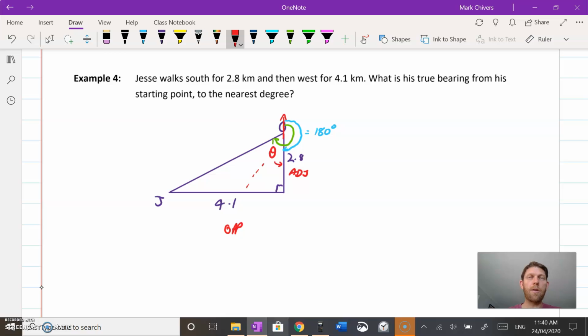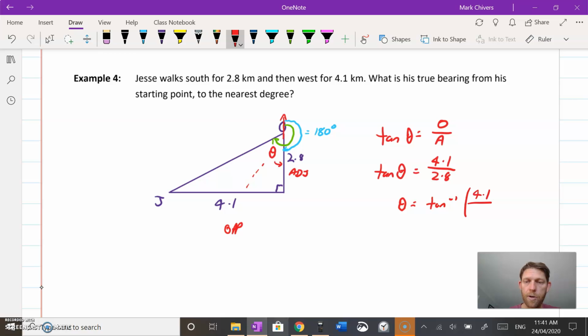So I would use SOHCAHTOA, the TOA part: tan is the opposite over the adjacent. I'll just write that down. So tan theta equals the opposite over adjacent. Then we start filling in the things we know. What we don't know is the angle, so we'll leave that as it is, but we do know the opposite is, sorry, not 2.8, 4.1, and the adjacent is 2.8. So in order to find theta, we're going to have to use that tan to the minus 1 button, the one that finds angles. So tan to the minus 1 of 4.1 over 2.8, and we'll run that through our calculator.